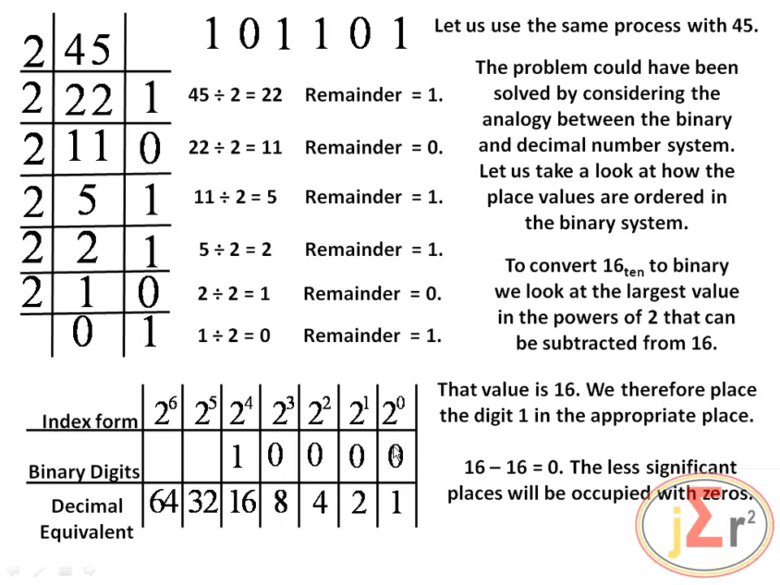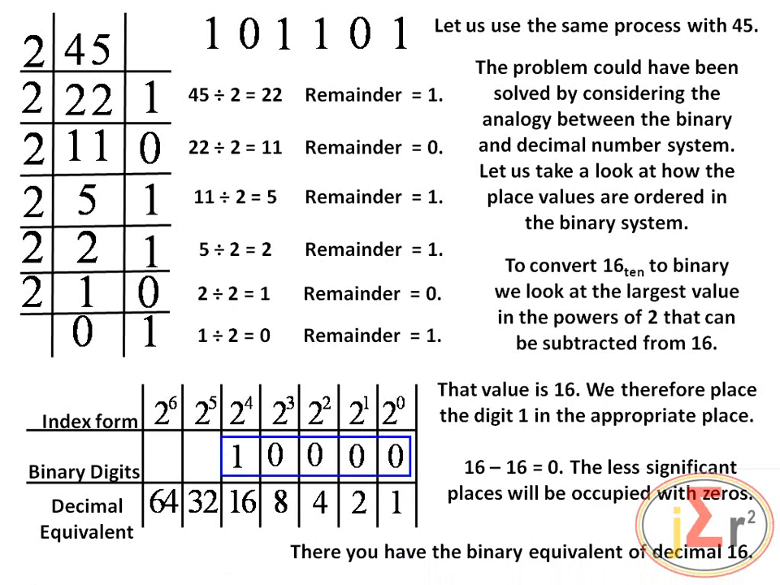So the lower powers of 2, we do not have any number for them. So we just complete the table by inserting zeros. There you have the binary equivalent of decimal 16. There we have it, just as before. This one followed by 4 zeros.